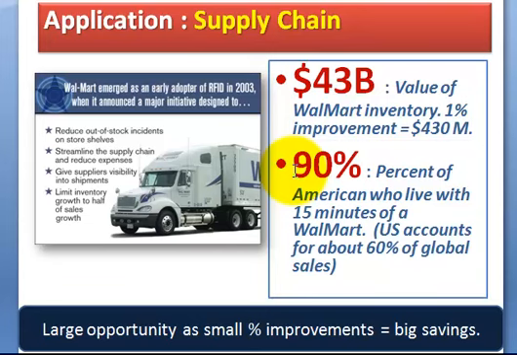But think about that. 90% of the U.S. population lives within 15 minutes of a Walmart. And I've got the challenge of how do I deploy these products based on demand levels. And if I can improve it by 1%, I save $430 million. That's worth taking a look at.